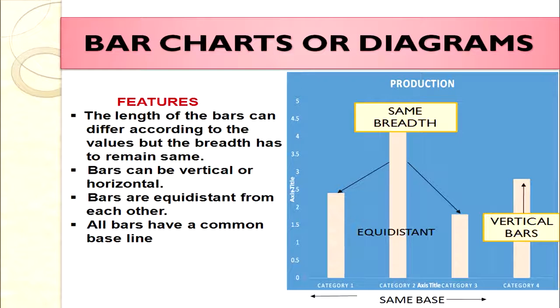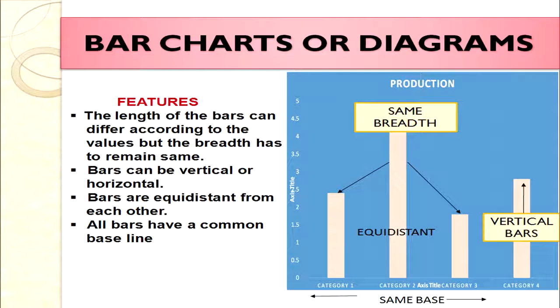Let us discuss the key features of the bar charts. The very first key feature, with the help of this diagram, we can observe the length of the bars can differ according to the values. The length of the bars goes up and down, that means the lengths are varying, whereas the breadth remains the same. In all the bars, all the rectangles, the length changes, but the breadth remains the same. These bars can be vertical or horizontal. Over here the picture is drawn vertically, and vertical is more popular. We normally do not draw horizontal bar diagrams.